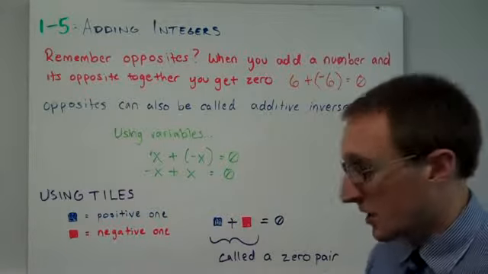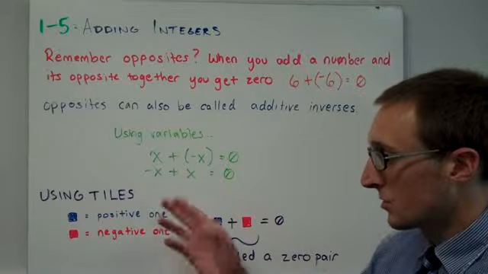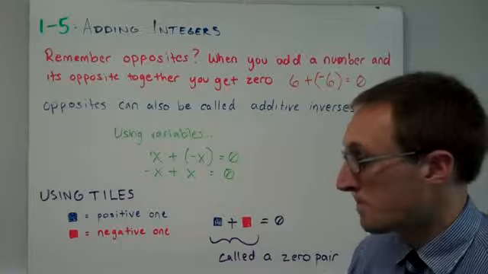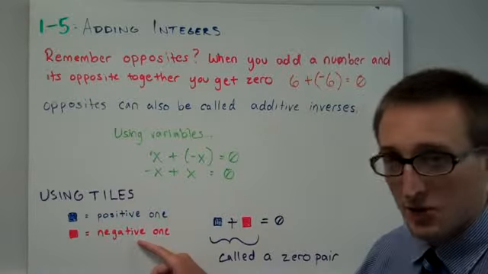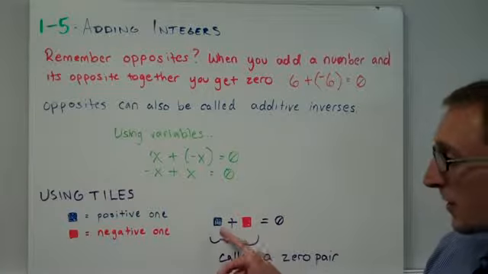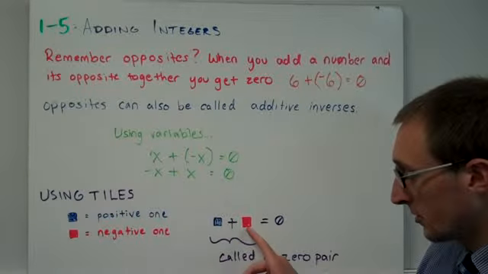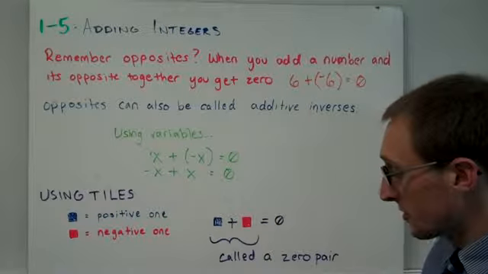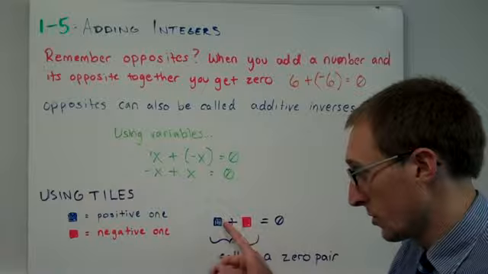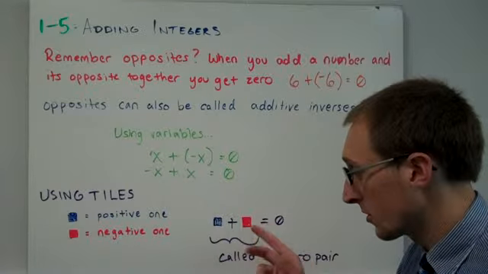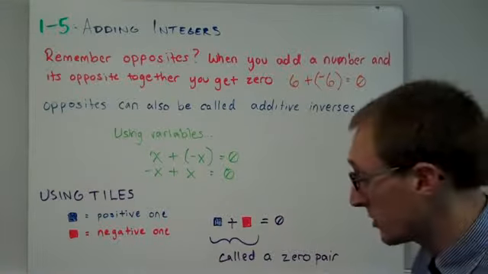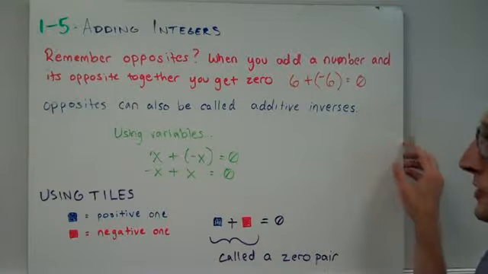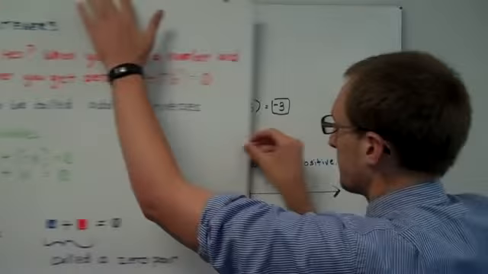Now, to add integers, one way we can represent this is using tiles. I'm going to say that one of these little blue boxes represents a positive 1, and one of these little red boxes represents a negative 1. When I have a little positive 1 plus a little negative 1, it has to equal 0 because they're opposites. They're additive inverses. We call this a zero pair. One little blue one and one little red one together cancel out. They kind of undo each other. So they call them a zero pair. When they're paired up, they make 0. So we can use this to help us solve some examples.